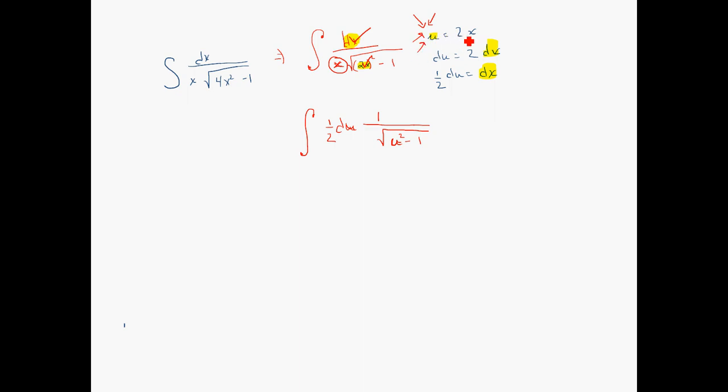Gee, I wonder how I could rewrite x in terms of u for this problem. If u is equal to 2x, mustn't it be true that u over 2 is equal to x? And if this is u over 2 here, I'm just going to put u over 2 here. Let me suck this 1/2 out. This 1/2 I'm going to put out here, osmosis, 1/2. Now I have 1 over u over 2 times 1 over the square root of u squared minus 1.